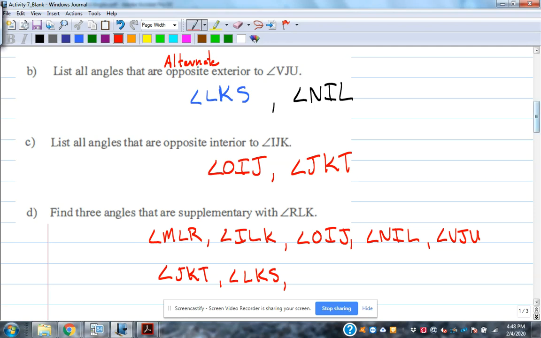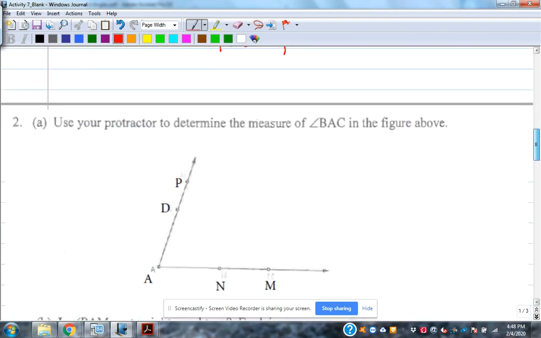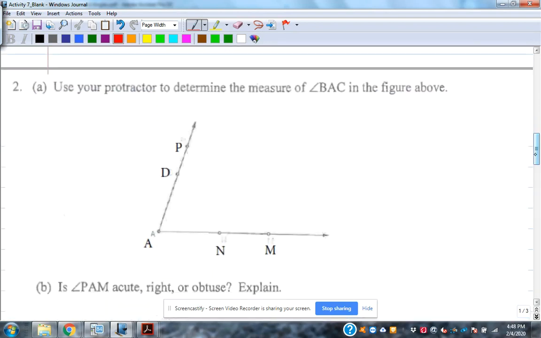All right, easy enough. It really wasn't that easy. Okay, here's where the protractors come in. So if you've got this kind of protractor, this is what I'm going to use.